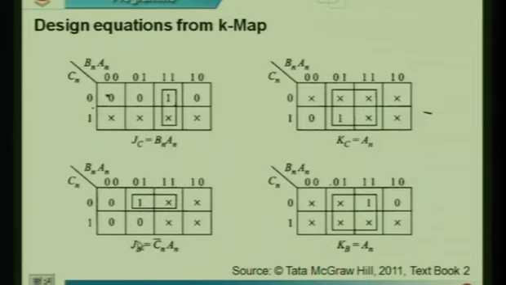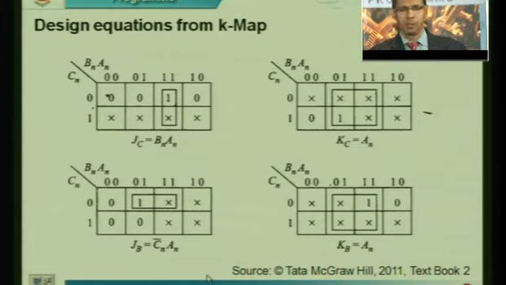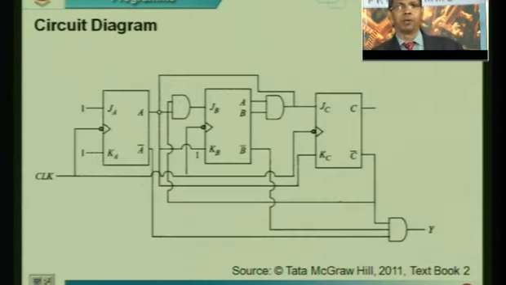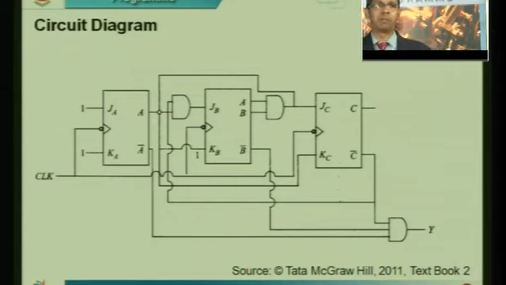Okay, so these were the 4 K-maps that we had already done, where we got these expressions for JC, KC, JB and KB. So this is the eventual circuit, and let's dissect this bit by bit and understand how the circuit was done. The first part of the design problem was identifying the 3 flip-flops.